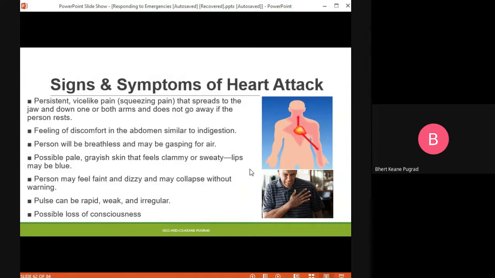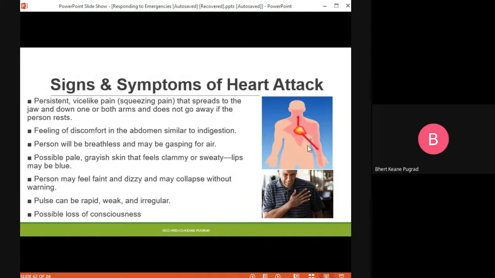So what are the signs and symptoms of heart attack? Number one, persistent vice-like pain or squeezing pain. Very painful, no? The chest feels tight and extremely painful. And it usually spreads to the patient's jaw, okay, to the other arm or to both arms. So that is usually the pain of the heart, the pain that the patient might suffer if he or she has a heart attack.